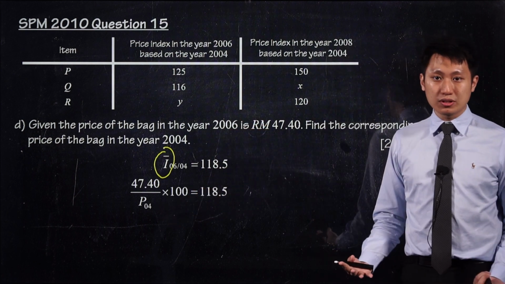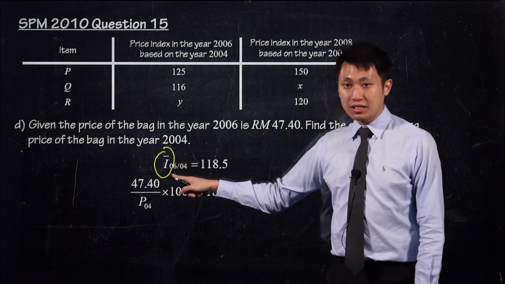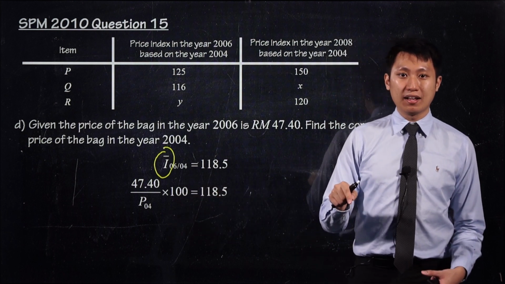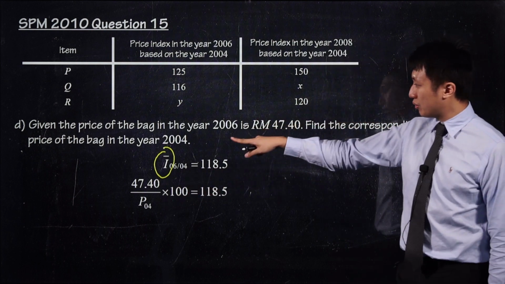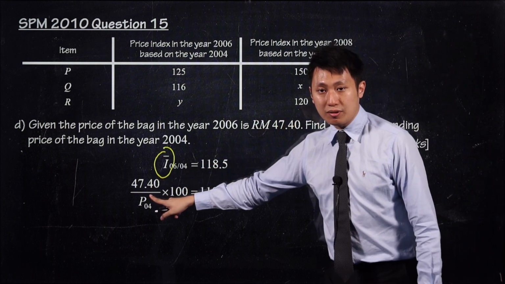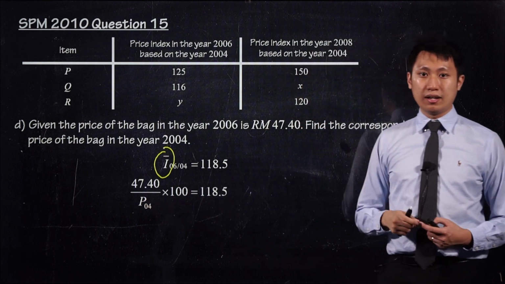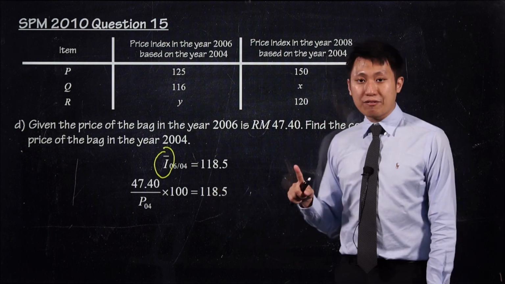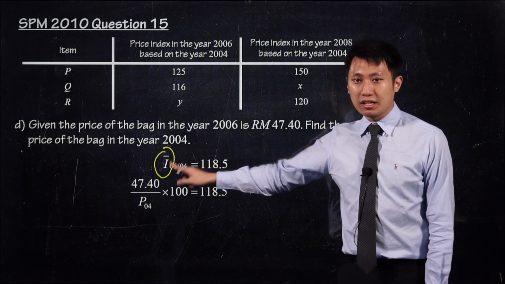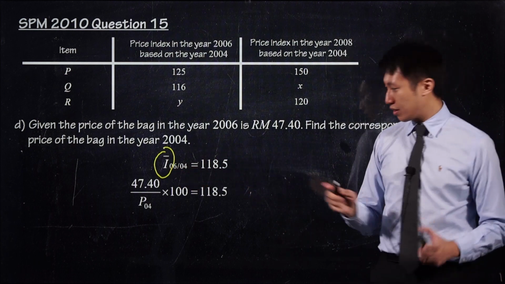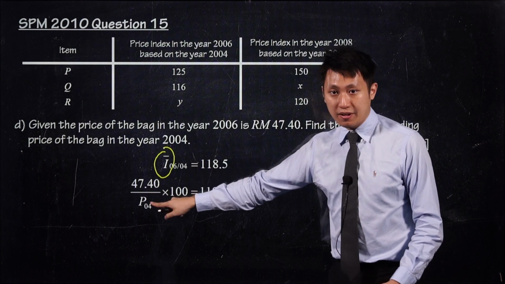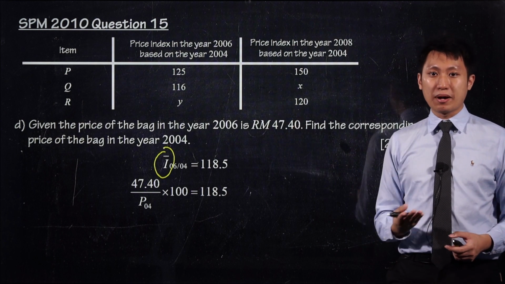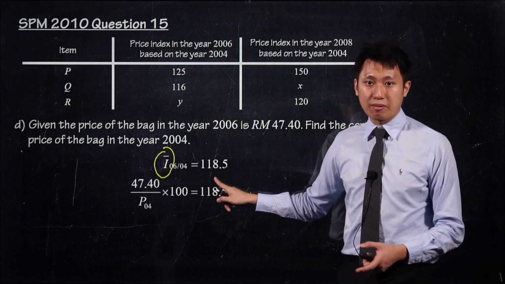Now I want to know the bag price in 2004. I use the composite index as the price index for that particular bag. So in 2006 it's 47.4 on top, then the bottom is P04, the variable you have to find, multiplied by 100, is 118.5. You have to understand two things here. This composite index was given in the previous question, and it is found from the weightage multiplied by the price index, summed up, then divided by the total weightage. Then you get this 118.5.